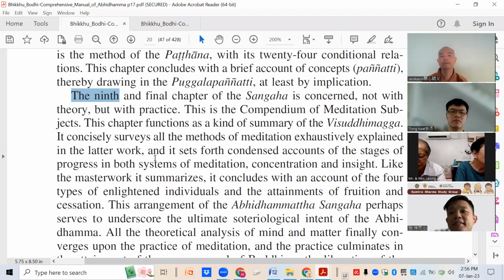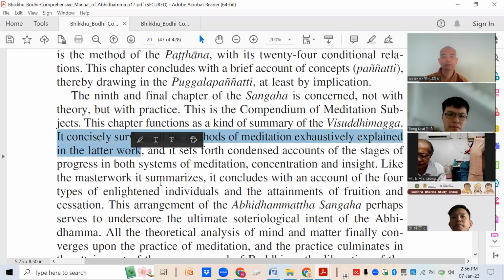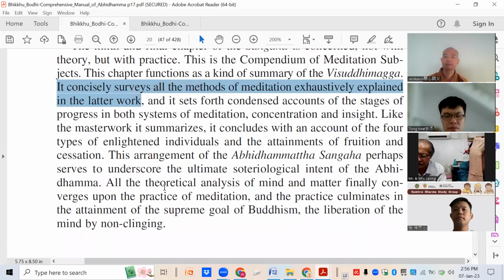The 9th and final chapter of the Sangaha is concerned not with theory, but with practice. This is the compendium of meditation subjects. This chapter functions as a kind of summary of the Visuddhimagga. It concisely surveys all the methods of meditation exhaustively explained in the later work, and it sets forth condensed accounts of the stages of progress in both systems of meditation, concentration and insight. Like the masterwork it summarizes, it concludes with an account of the four types of enlightened individuals and the attainments of fruition and cessation.